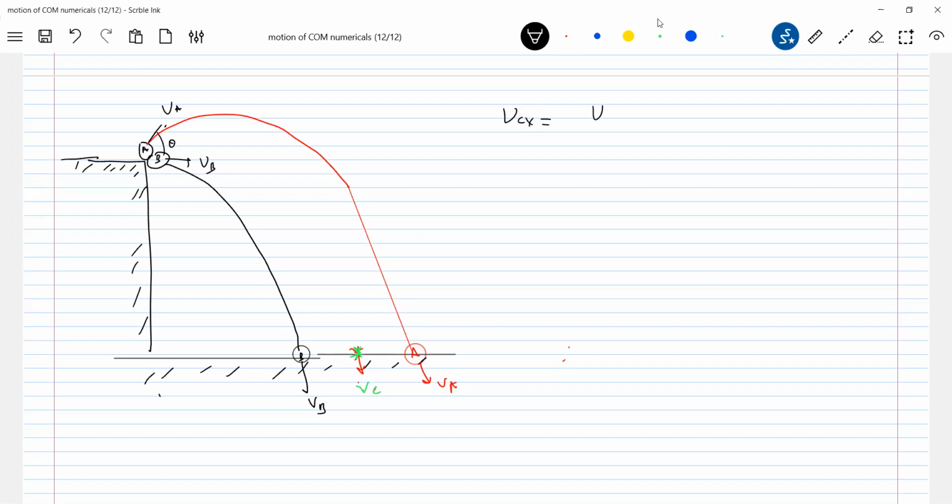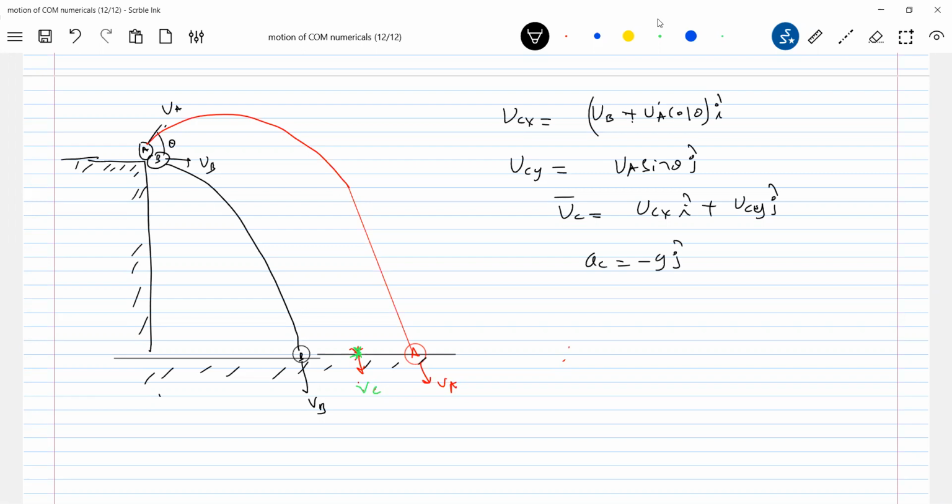This should be equal to UB plus UA cos theta i cap. Then along the y-axis, it should be UA sin theta j cap. So what is the initial velocity of the center of mass? UCx i cap plus UCy j cap. So you know the initial velocity of the center of mass. Then what is the acceleration of the center of mass? It should be minus g only.